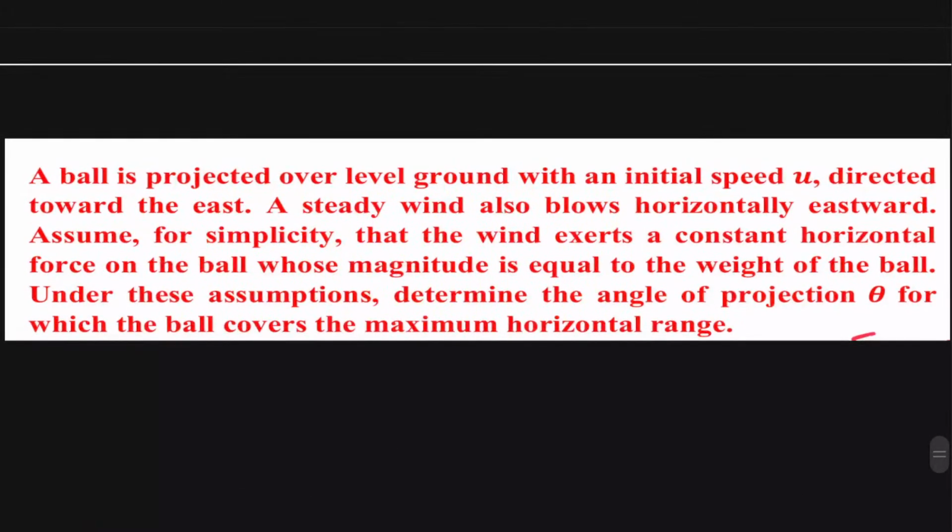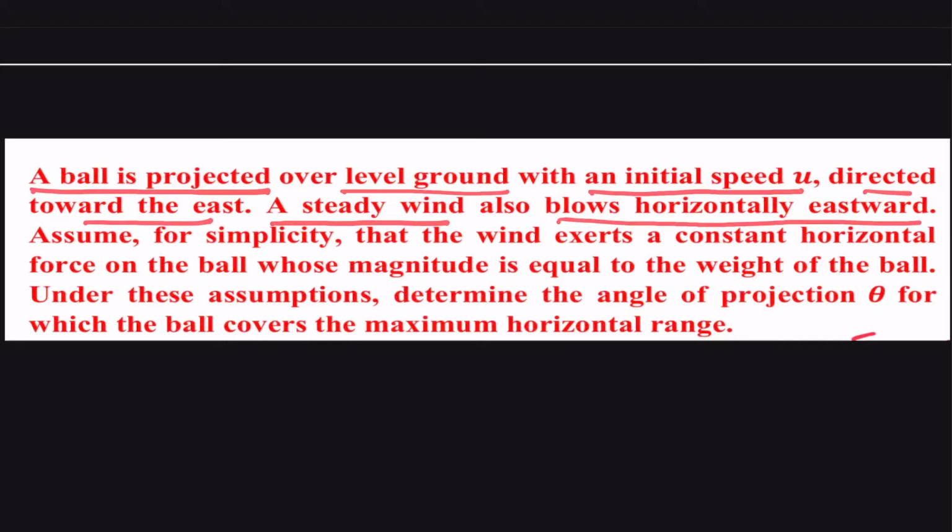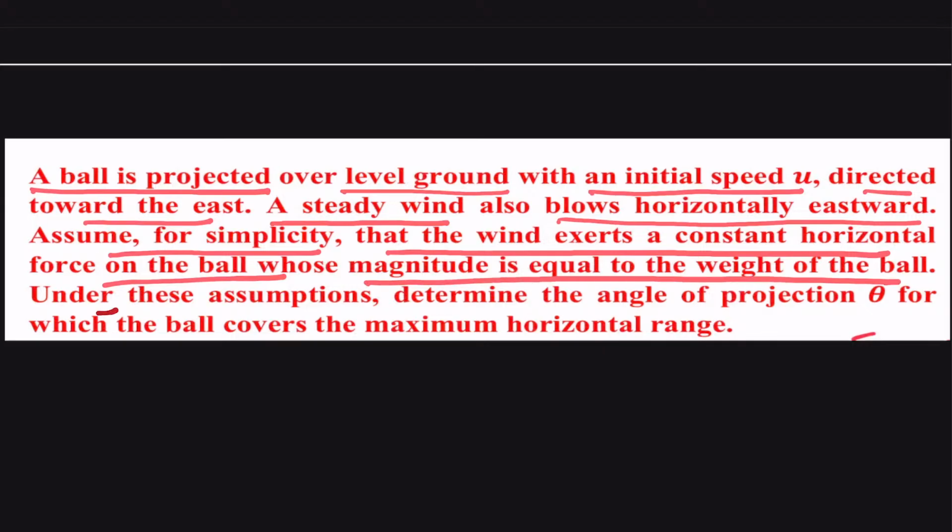Come to the next question. This question states that a ball is projected over a level ground with the initial speed u directed toward the east. A steady wind also blows horizontally eastward. Assume for simplicity that the wind exerts a constant horizontal force on the ball whose magnitude is equal to the weight of the ball. Under this assumption, determine the angle of projection theta for which the ball covers maximum horizontal range.